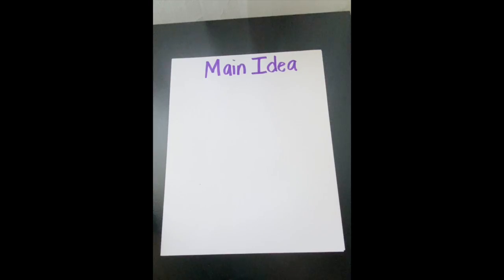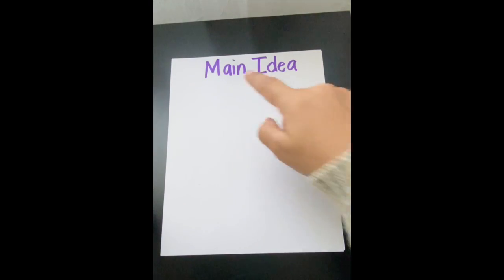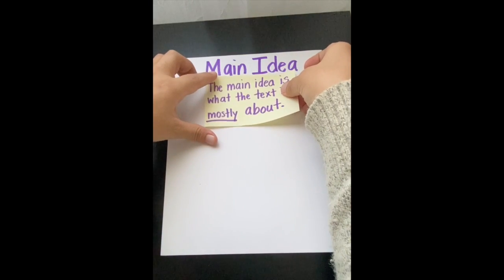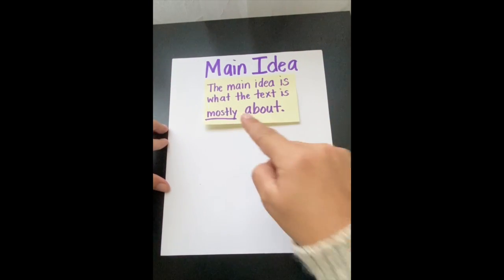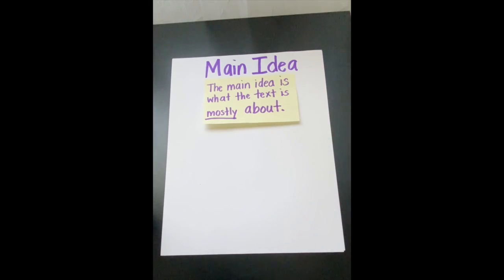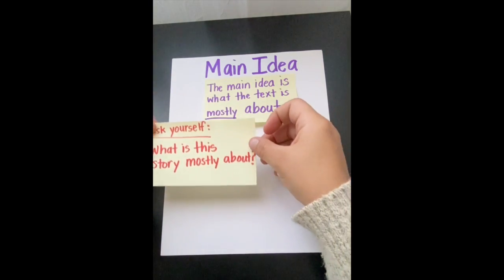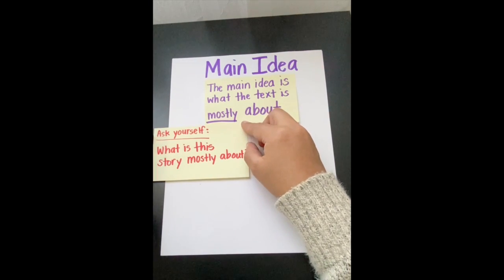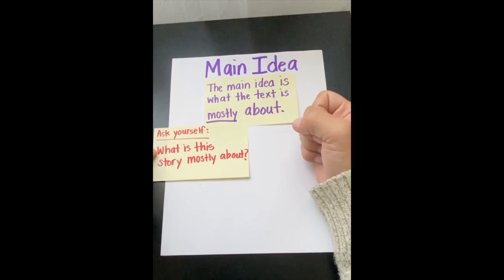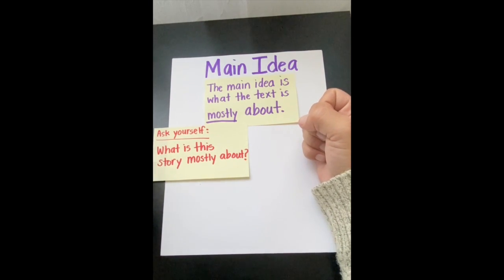Let's get started. So, what exactly is the main idea of a story? Well, boys and girls, the main idea of a story or a text is what it's mostly about. What is the story talking more about? Mostly. Now, good readers look for clues to tell them what the main idea is when they're reading a story. The first thing that good readers do is they always ask themselves, as they're reading the story, what is this story mostly about?